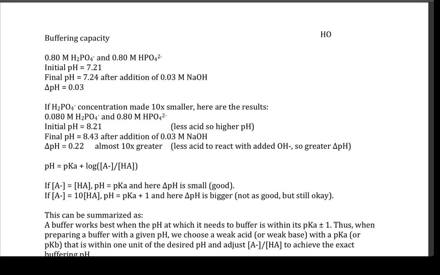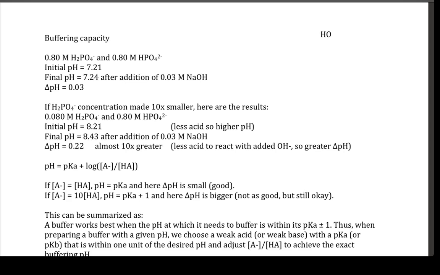If we had a new buffer, same buffering system, H2PO4 minus and HPO4 2 minus, same buffering system but different concentrations. The H2PO4 minus concentration is made 10 times smaller. So what we now have is a buffer that is 0.080 molar H2PO4 minus and 0.80 molar HPO4 2 minus.